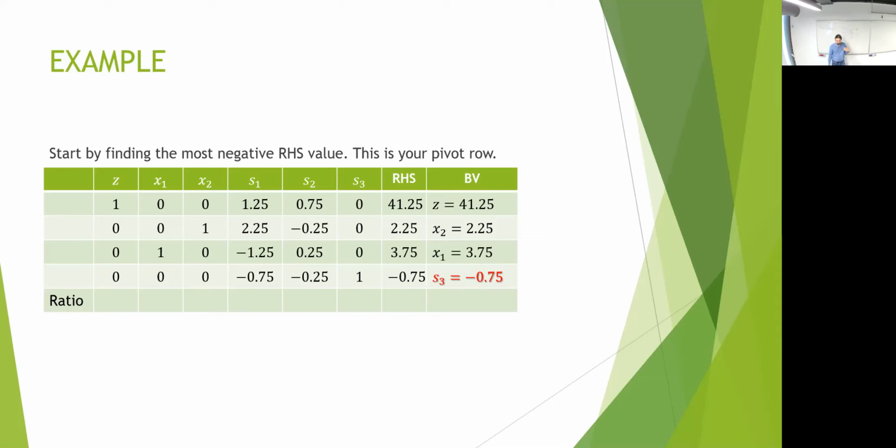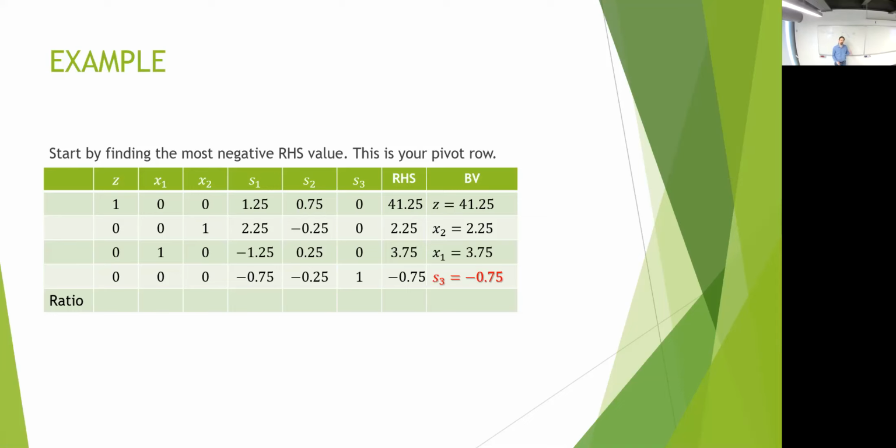To do that, we have to find the ratios, starting with the right-hand side, the minus 0.75. Okay, when you start with minus 0.75 over here, you have to check the negative values inside, okay? The negative values in the table. Of course, you don't check the right-hand side values, just the coefficients for your constraints, variables in the constraints. So we have two negative values over here, which is minus 0.75 for S1 and minus 0.25 for S2.